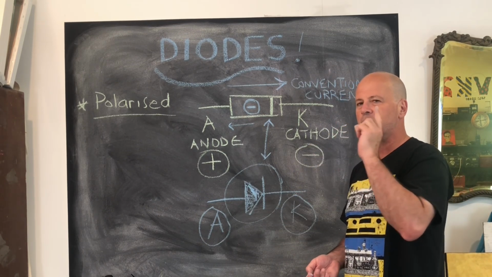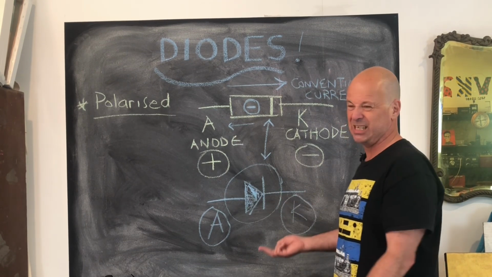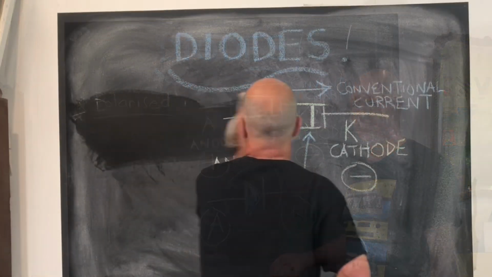That's our diode. Now we're going to rub this out, and we're going to discuss how it actually stops current from flowing in one direction. Stick around.